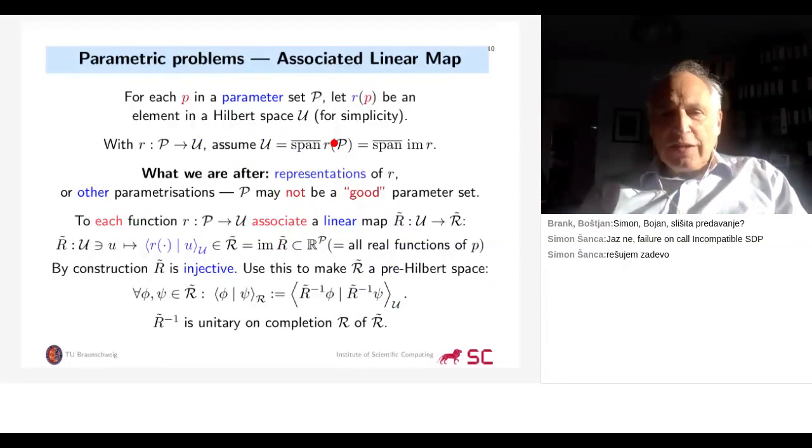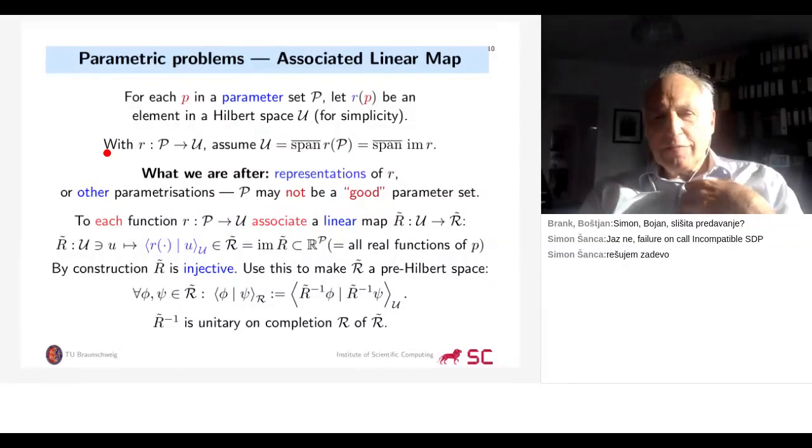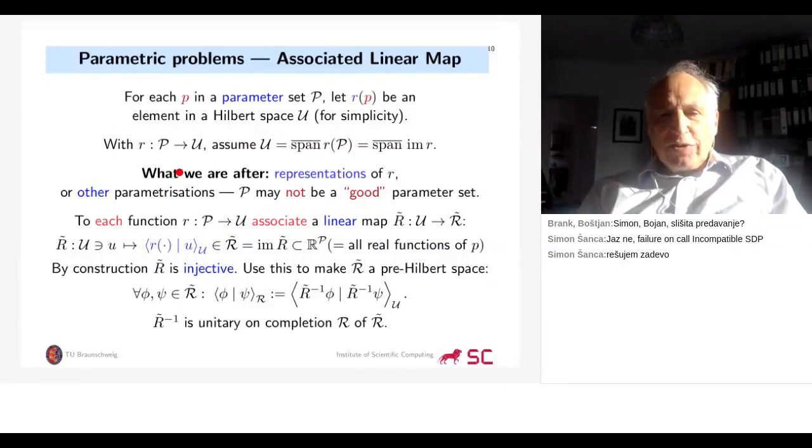So this is now the associated linear map we're talking about. We have a parametric object, and we assume that U is the dense, the closure of the span of this. So there is no subspaces left which are not touched by R. Good. So what we are after is representations of R. We want to represent R in some simpler way. And we are after other parameterizations. So the parameter set P may not be good. I've been talking about this already, that the parameters you presented with originally are often not good parameters.